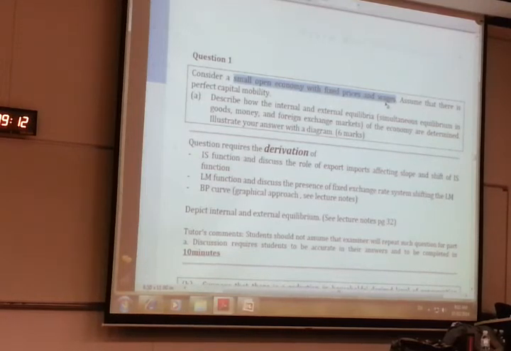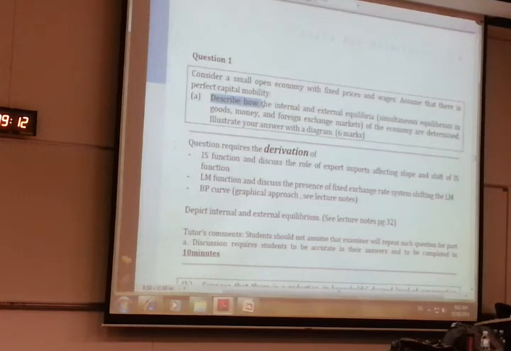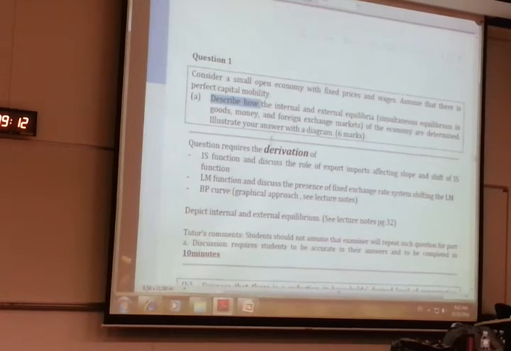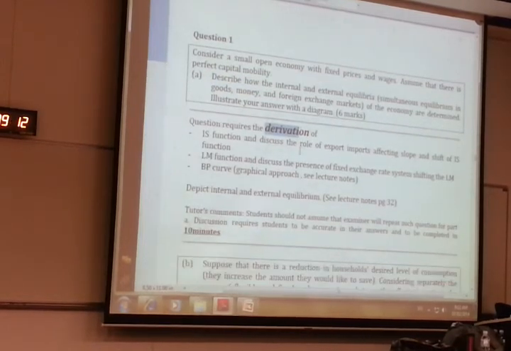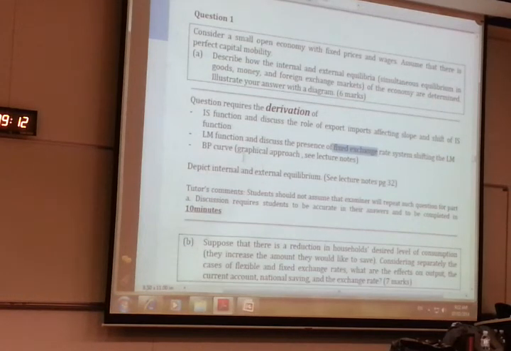Right? So in this case, they ask you to describe how. They didn't ask you to state, they asked you to describe how. How is a process which refers to the derivation. So you derive IS and LM. But the derivation should anchor on open economy, discussing the role of export-import. Then for LM, discuss the role of fixed exchange rate. And then finally, derive the BP using the graphical approach. And the question is clear. It was a horizontal BP.